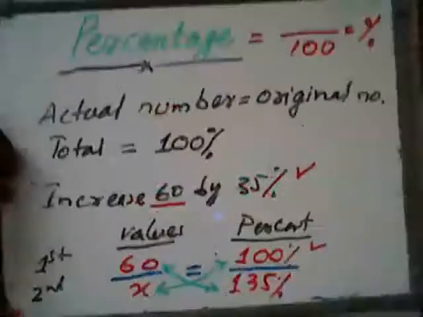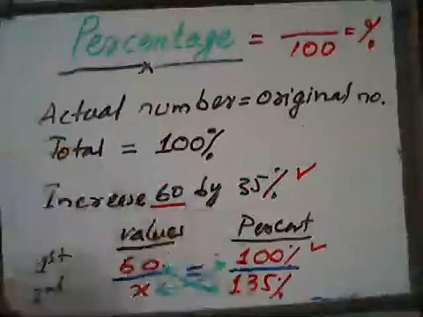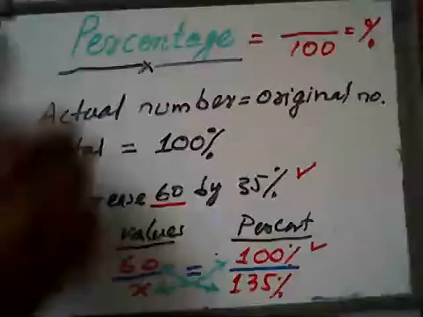So if you have some sort of problem, you put the values column, the percentage column, the actual value. Now that was the approach for increase. So how does the decrease work? Let's check it now.